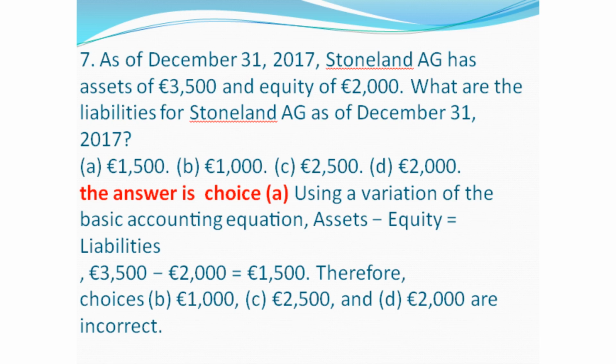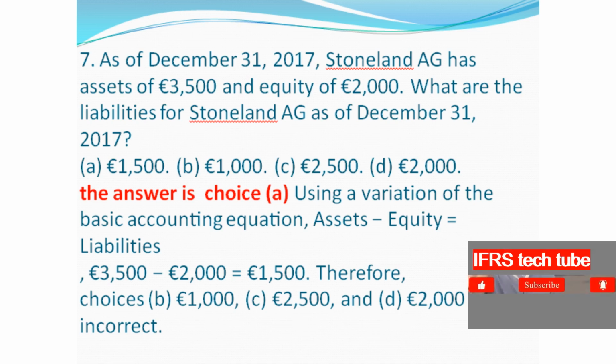Using a variation of the basic accounting equation, assets minus equity equals liabilities. €3,500 minus €2,000 equals €1,500. Therefore, choices B. €1,000, C.